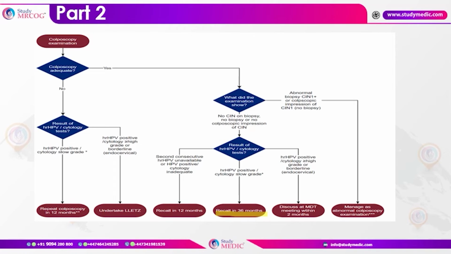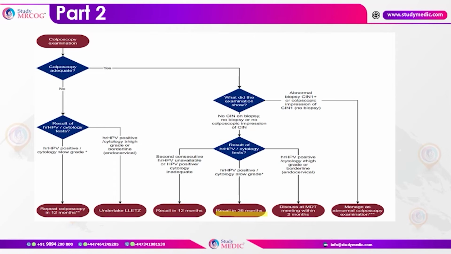If the high risk HPV is positive and the cytology is high grade or borderline endocervical, then you need to discuss it at an MDT meeting within 2 months. Now, if the colposcopy is inadequate and the HR-HPV was positive and the cytology low grade, then you have to repeat the colposcopy in 12 months. This is the answer to the second question.